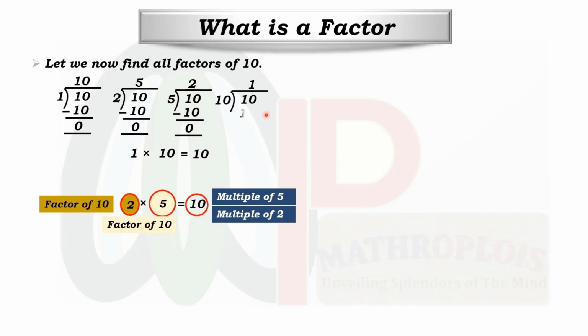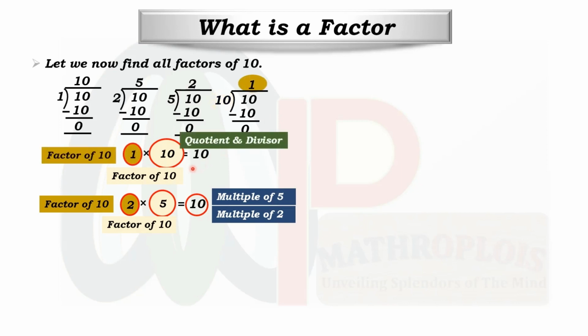10 is also divisible by itself. 10 has been divided completely, without leaving any remainder. Here 10 and 1 are factors of 10. 10 is divisor and 1 is quotient. And the product 10 is a multiple of 10 and 1.